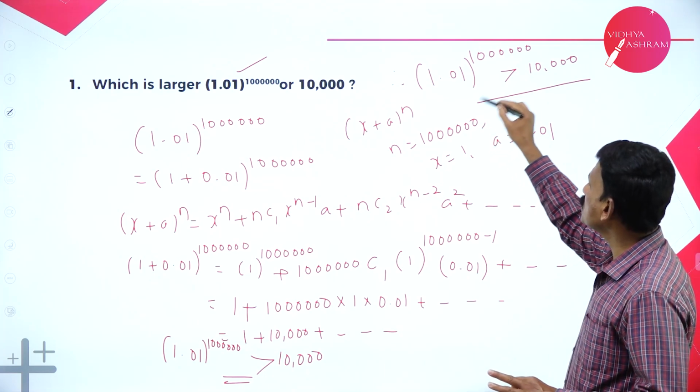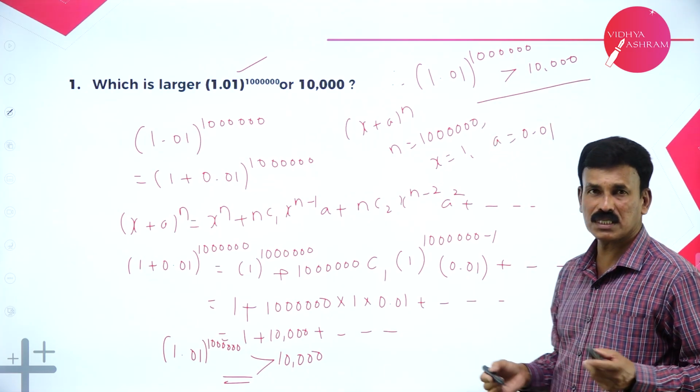So, the first number, 1.01 to the power of 10 lakhs, is greater than the second. That's it.